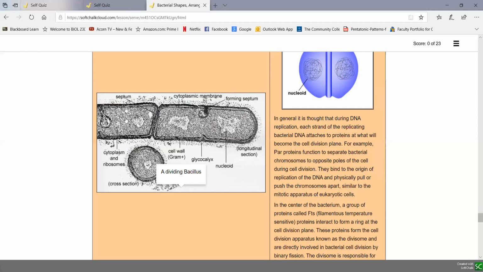Here's another bacillus in the streptobacillus arrangement getting ready to divide. These round structures are not organelles, by the way. These are artifacts that sometimes appear during cell division when preparing it for viewing under an electron microscope.